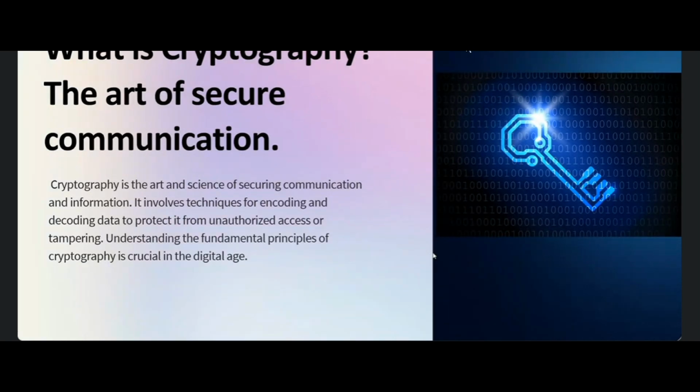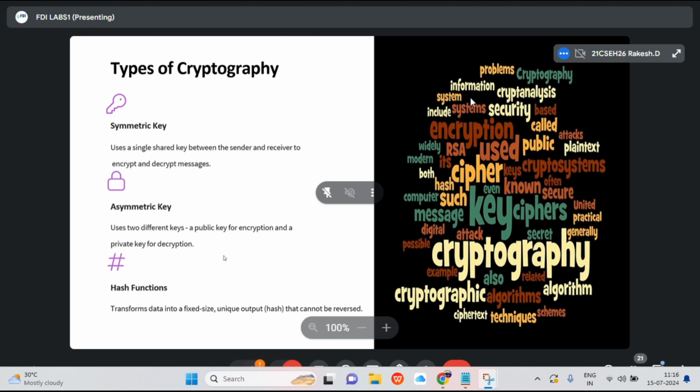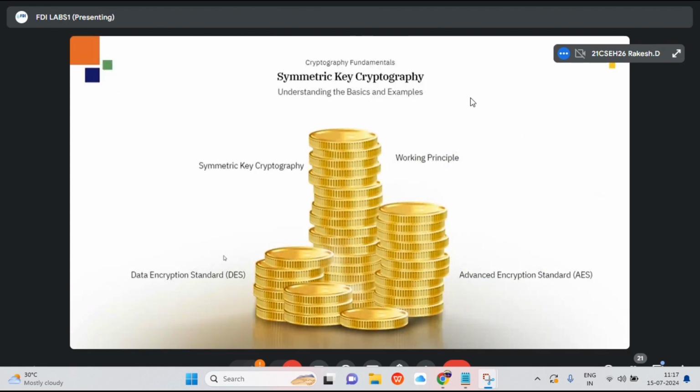Types of cryptography include symmetric key cryptography, asymmetric key cryptography, and hash functions. Symmetric key uses a single key for both sender and receiver for encrypting and decrypting the messages. For asymmetric key cryptography, they use two different keys for encryption and decryption, one private key and one public key. Then hash functions, which produce unique characters. We can change any data into that hashed text.